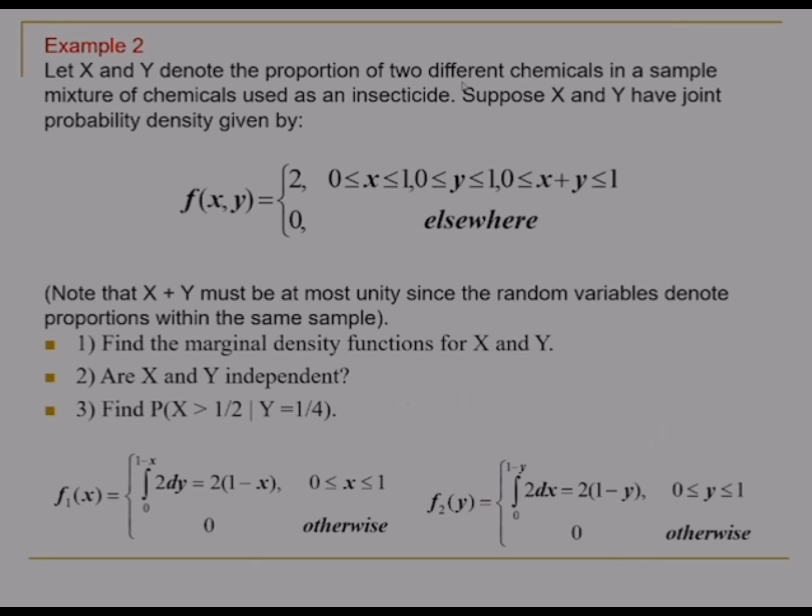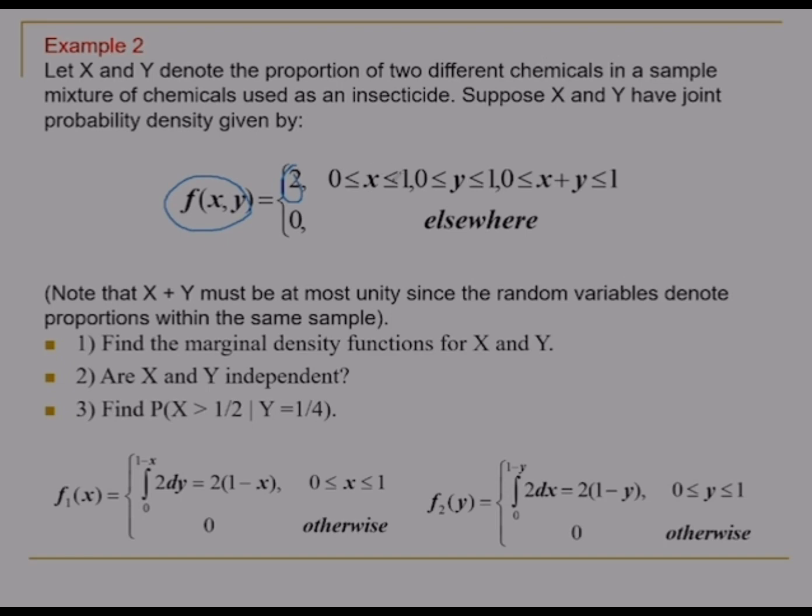Okay, so the next question now: let x and y denote the proportion of two different chemicals in a sample mixture of chemicals used as an insecticide. Suppose x and y have joint probability density given by, okay, so in this situation the joint probability density is actually a constant too. At times we can have a constant function.